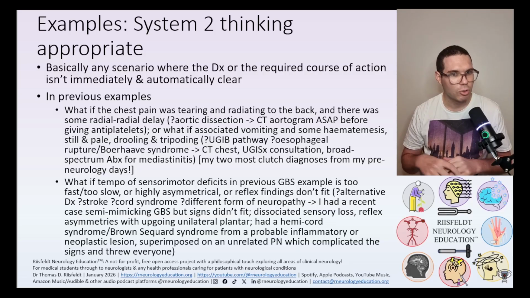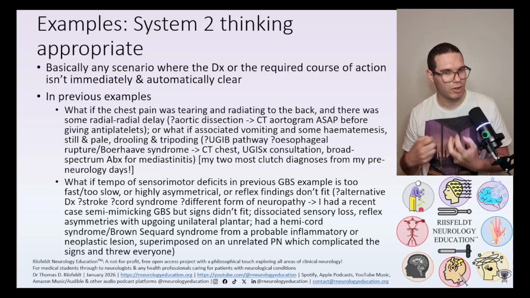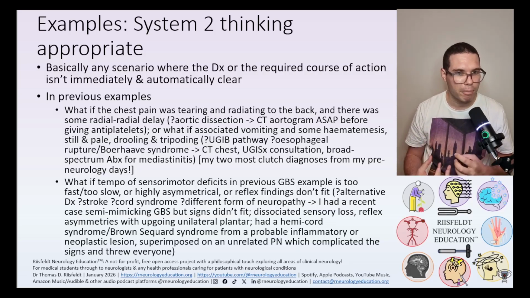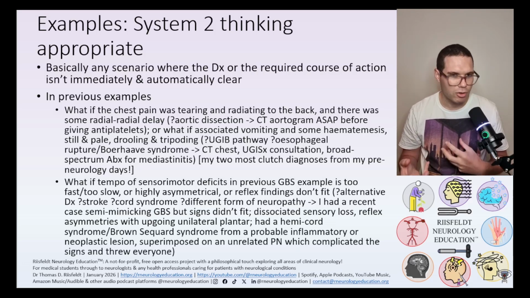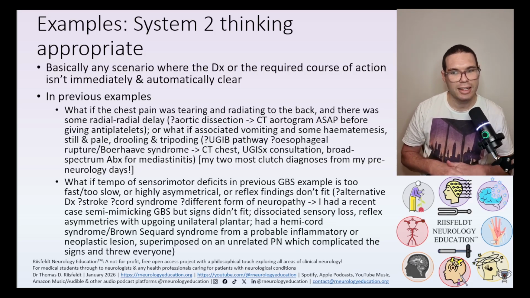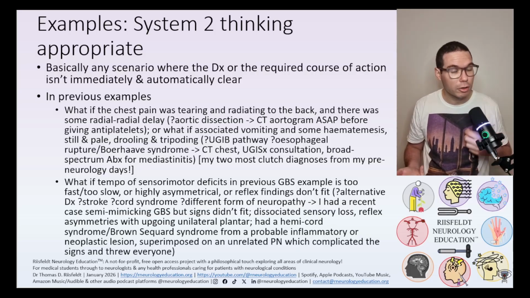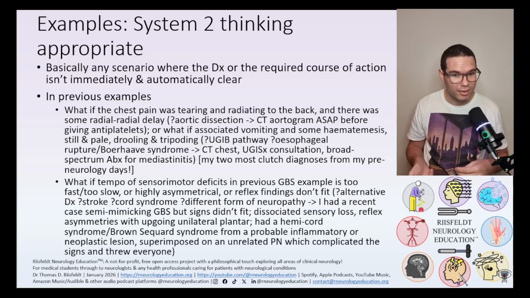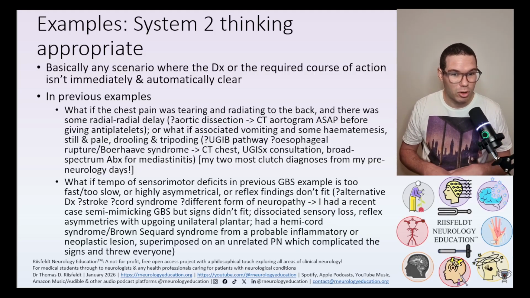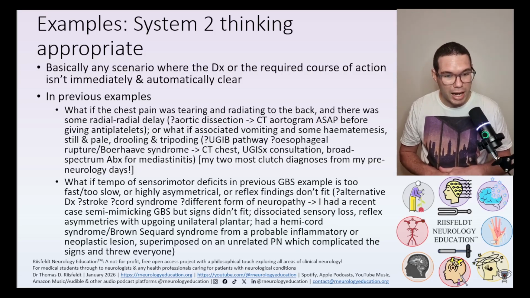So in the chest pain example, what if actually the chest pain was a tear in character and radiating through to the back, and on examination you thought maybe there was some radial delay? Then you should think, maybe this isn't just a garden variety acute coronary syndrome, maybe this is actually an aortic dissection. Before I give the aspirin, maybe I'll do a CT aortogram ASAP.